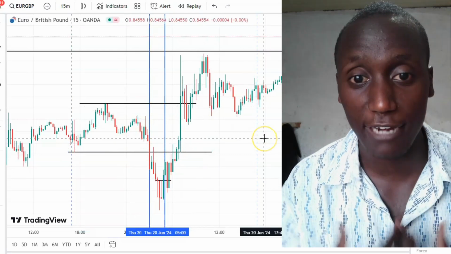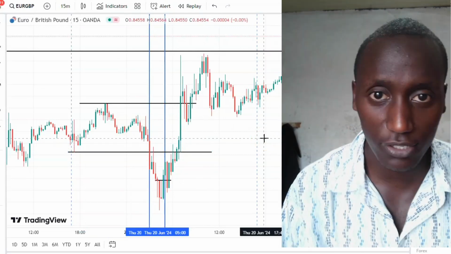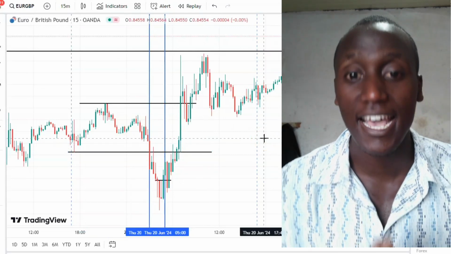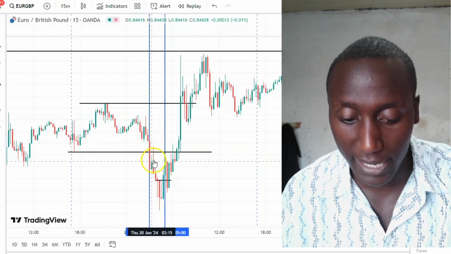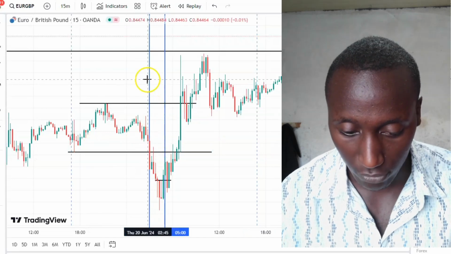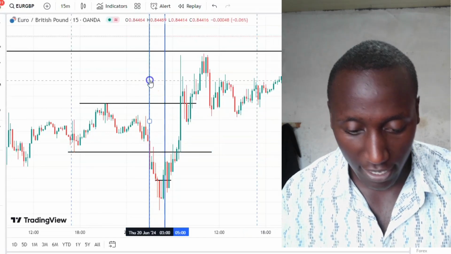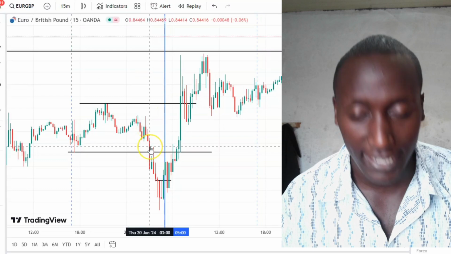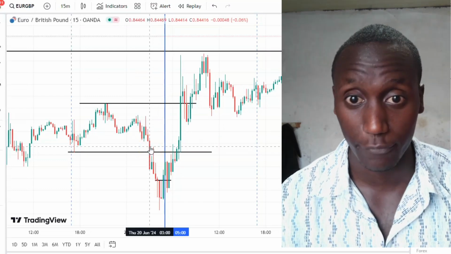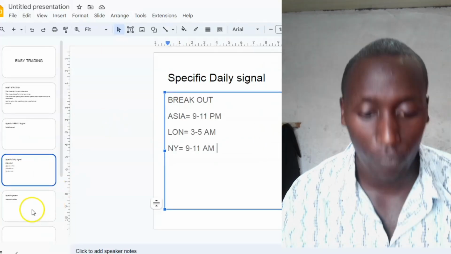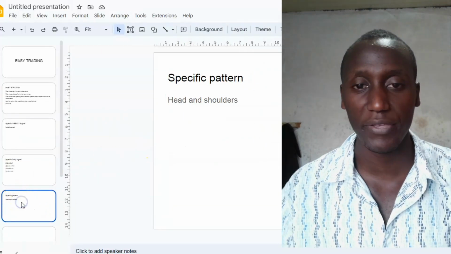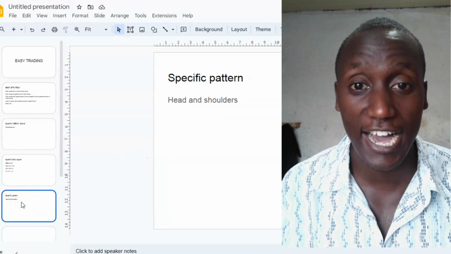And if we are buying, the signal that we want to see is a breakout of that low. So if we want to buy low, we are looking for a breakout. And we can see that we have this breakout at exactly 3 to 3:15. Once we see the breakout, now we can move on to the specific pattern that we are looking for.